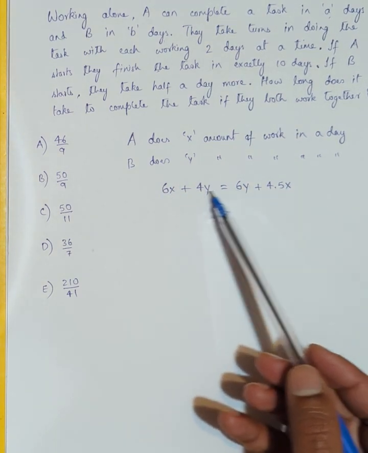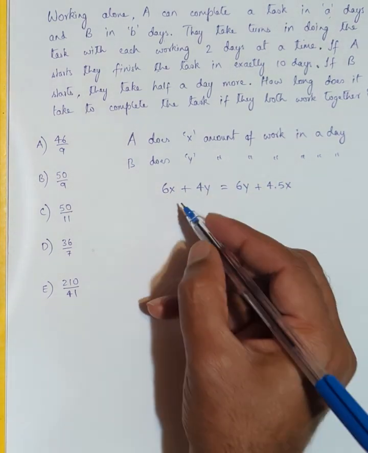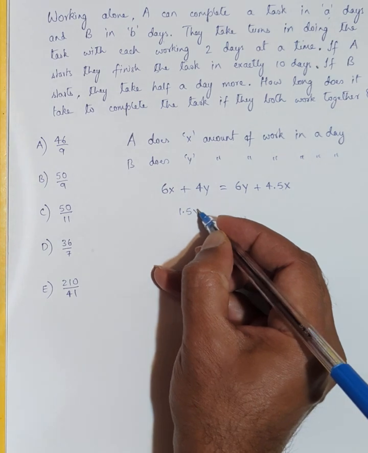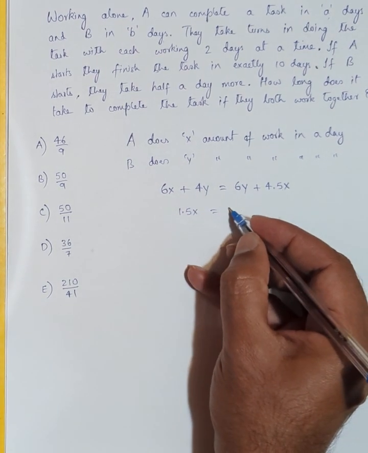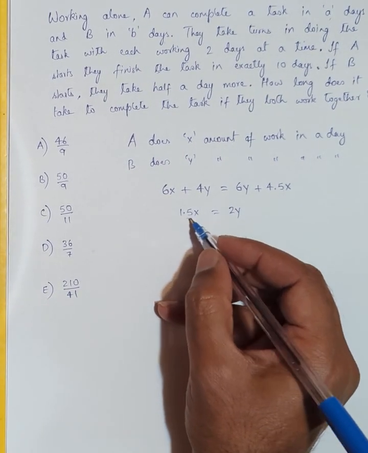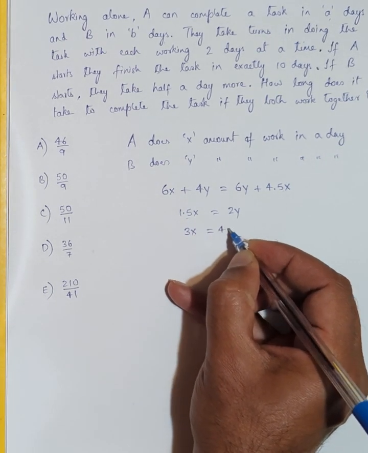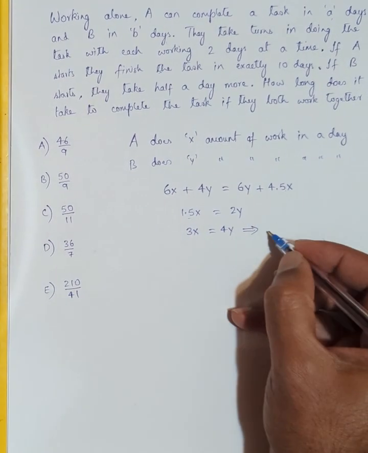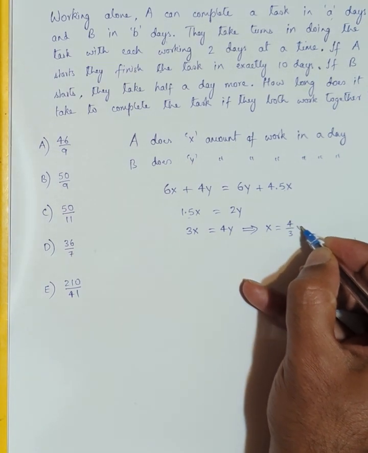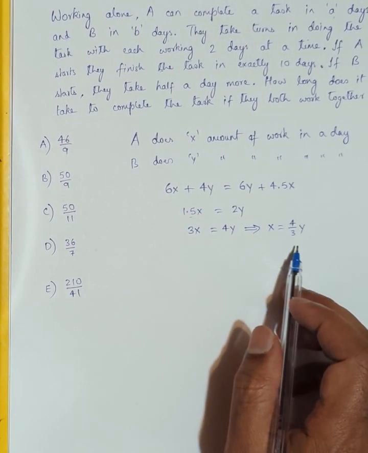Now we can get a relationship between x and y. So let's simplify this equation. If you move this x over here, you get 1.5x, and you move the 4y over to the other side, you get 6y minus 4y, which is 2y. Let's double both sides so that we don't have any decimals. So we get 3x is equal to 4y. In other words, x, the amount of work done by A, is actually 4/3 the amount done by B. So this will be a useful relation.